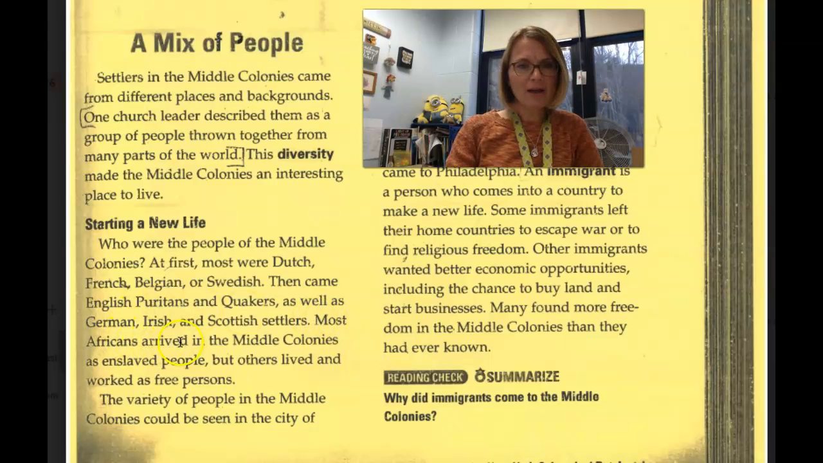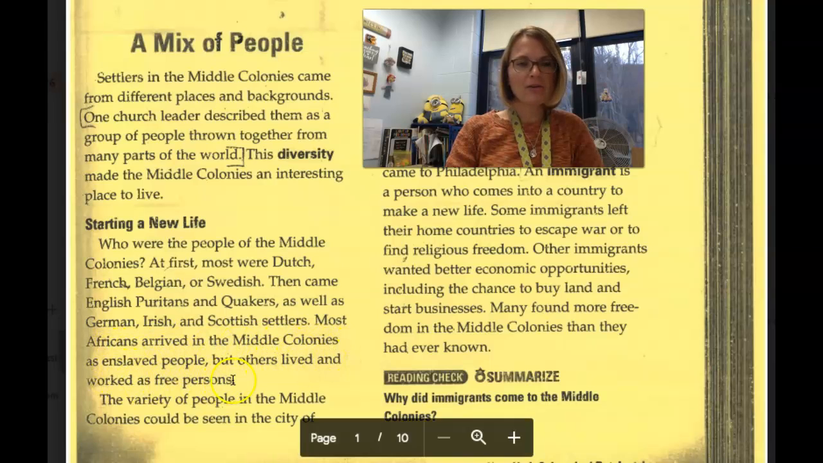Most Africans, so now we have Africans too, arrived in the middle colonies as enslaved people, but others lived and worked as free persons. So we do have quite a mix here, and I also notice they have slavery here, so I'm wondering, what do the slaves do? Do they work on plantations? Like, what are they working on?